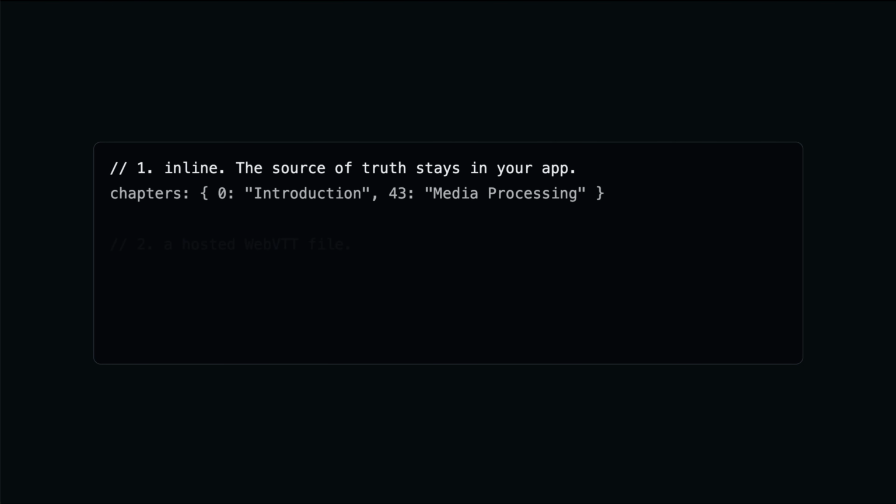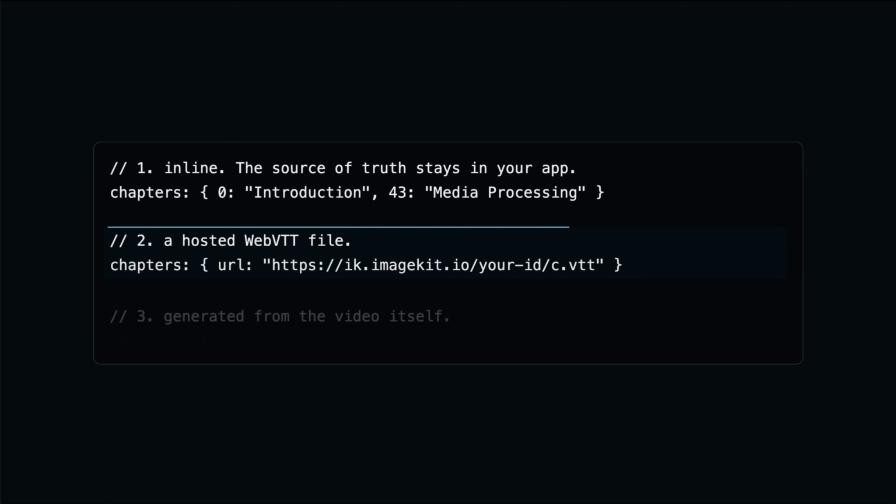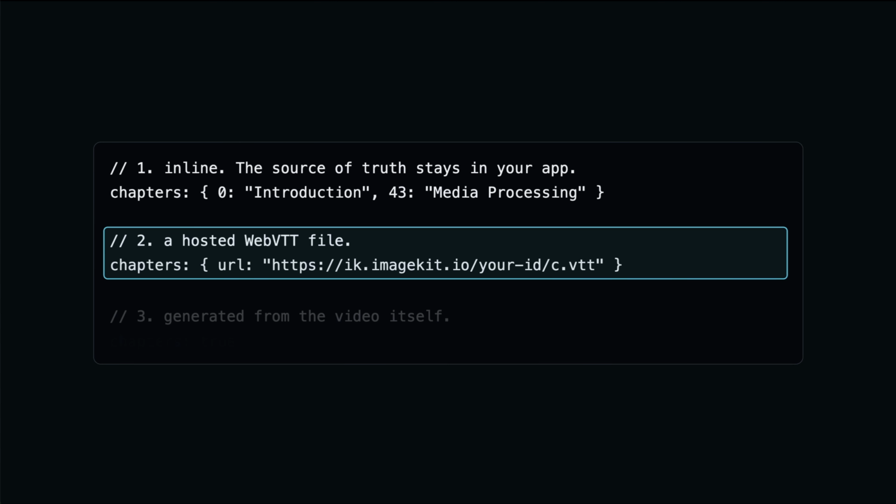The first is the inline object we just looked at. The second is a hosted VTT file. If you already have one, you upload it to ImageKit and pass its URL. It's exactly the same VTT from earlier, except now something actually renders it.